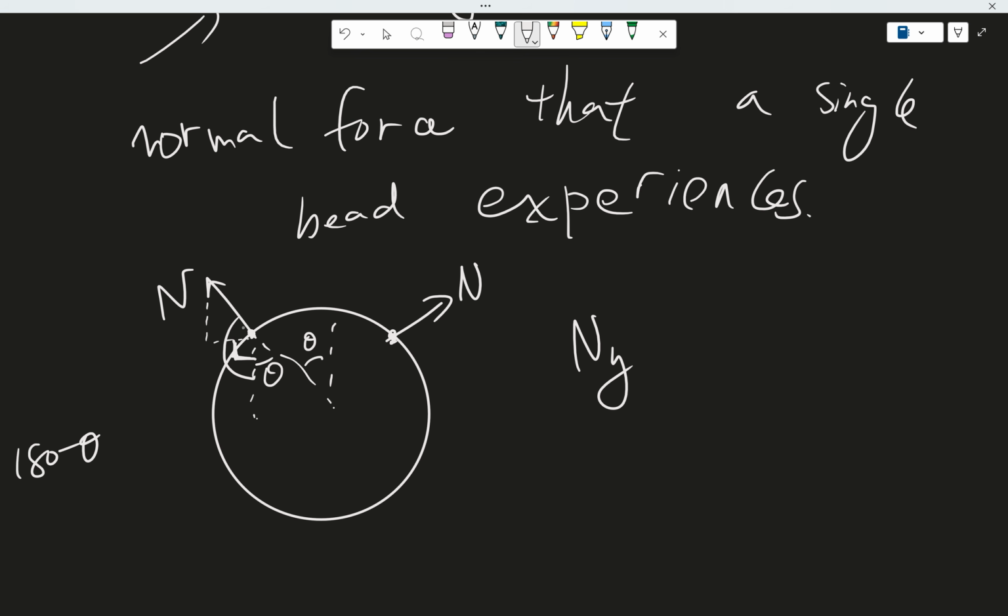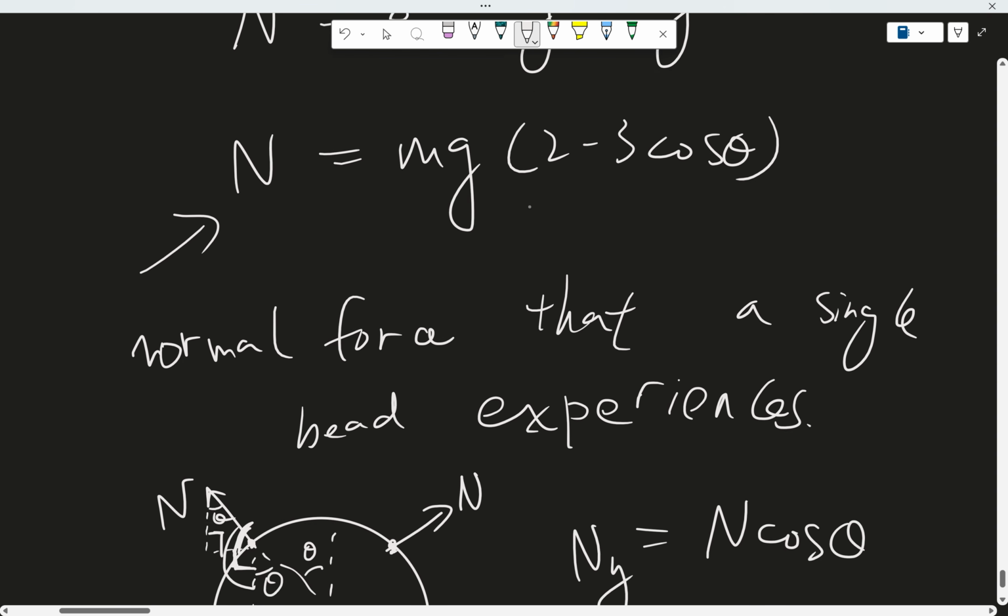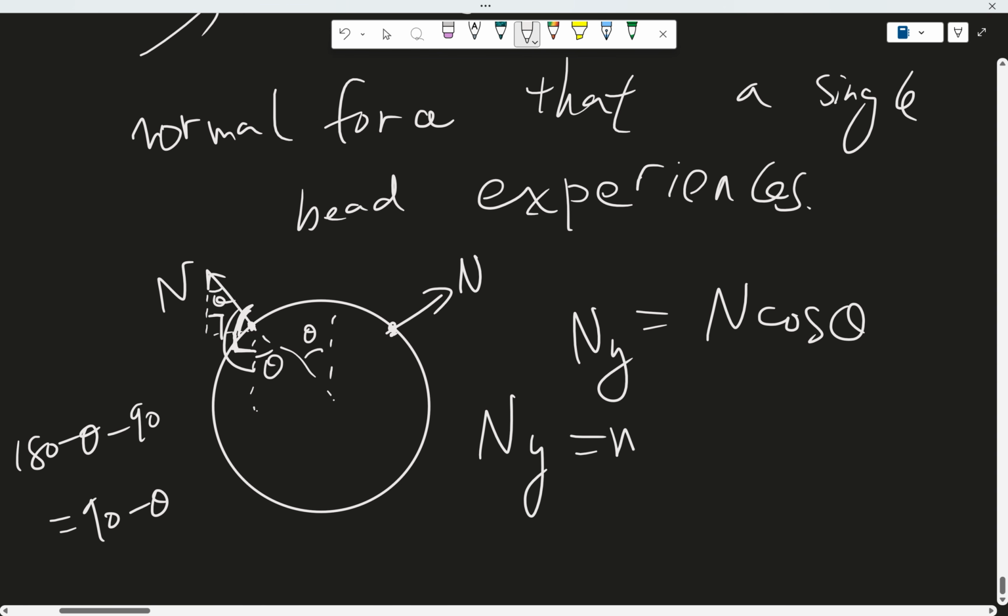And then this is 90 degrees. To get that, we do 180 minus theta minus 90. We get 90 minus theta. And if this is 90 minus theta, this is 90 degrees, this must be theta. And so ny, the y component of the normal force, must be n cosine theta. And so plugging that in, we get ny equals mg(2 - 3 cosine theta) cosine theta.